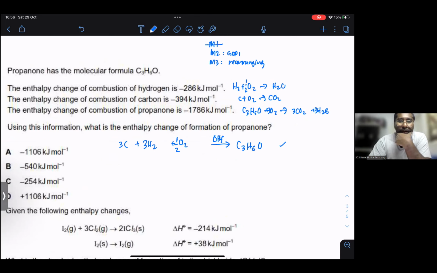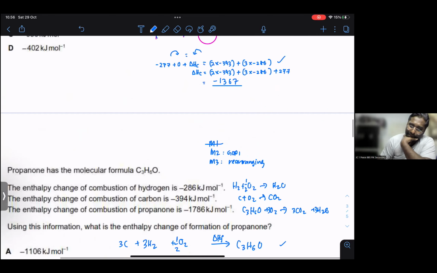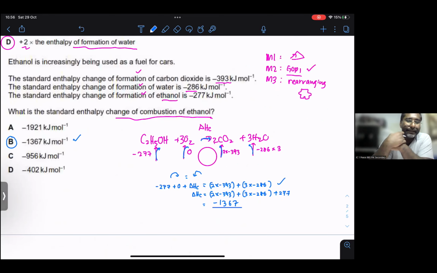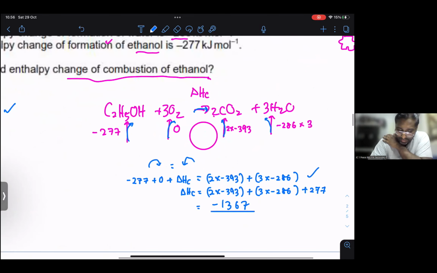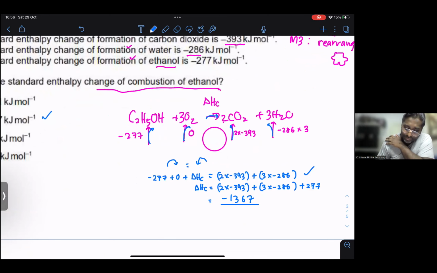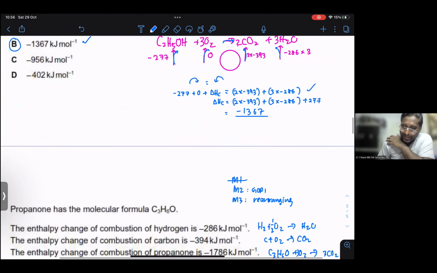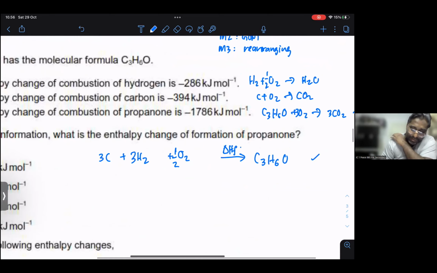Rearranging, or the one we did earlier? The Gopi method, is it? Yes, the Gopi method is this one. Okay, formation. Yeah, do remember. Gopi's method is only for formation, but in this case, the formation is over here.